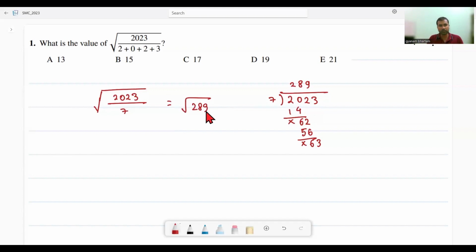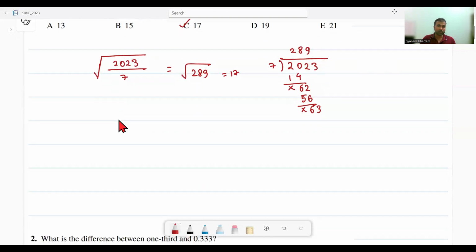And you should know squares, right? Like 13 squared is 169, 15 squared is going to be 225, 17 squared is 289, which is this answer. 19 squared is 361, 21 squared is 441. Okay, so these are the few things you should know, and just mark the correct option directly.